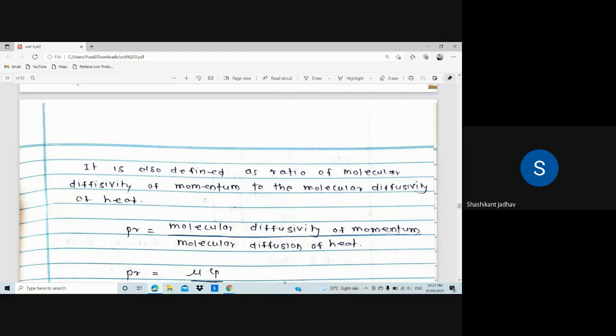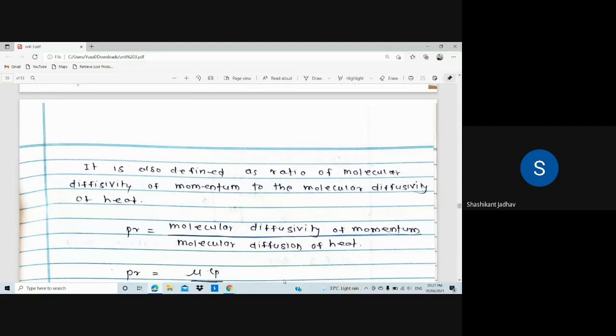Okay. So what is the equation for the molecular diffusivity of momentum? That is mu into Cp. And what is the equation for the molecular diffusivity of heat? That is K, that is thermal conductivity. Write down: Prandtl number is equal to mu Cp by K.